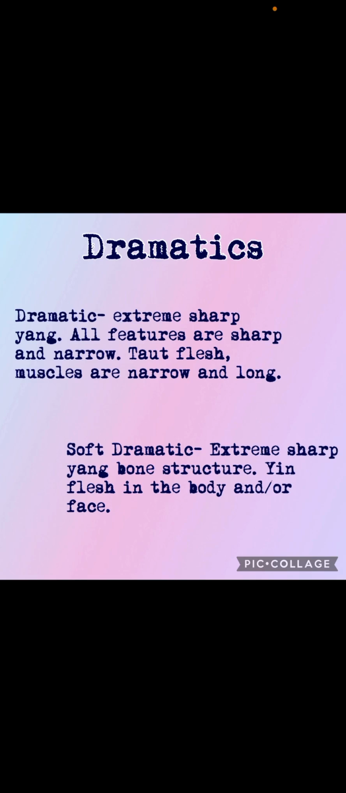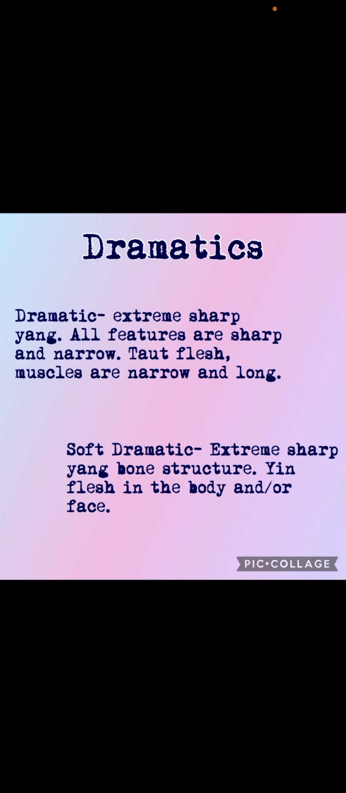So a dramatic type is extreme sharp yang. They're all sharp, all narrow, with taut flesh; muscles are long and narrow, bones are long and narrow. Everything about them is long and narrow. They might have width in the shoulder, but it's a T shape and their body is still going to be very narrow. They're not going to appear to have width. And that narrowness, like I said in the gamines, is an optical illusion, because they're so tall in all of their features that it creates narrowness, even though there is width in the shoulder.